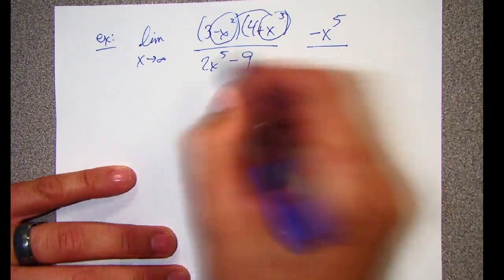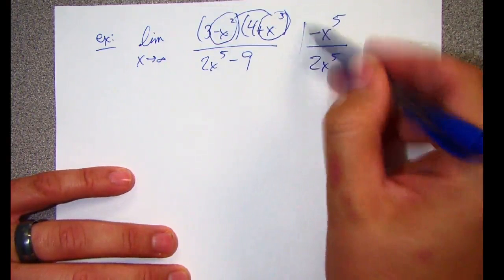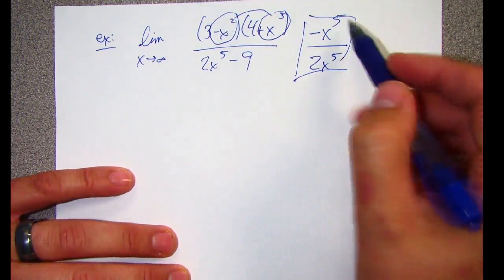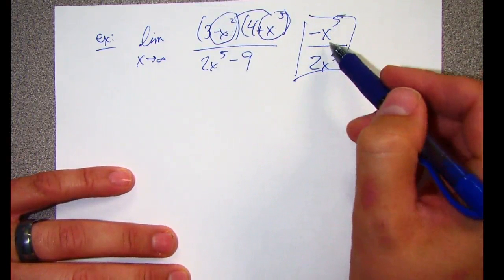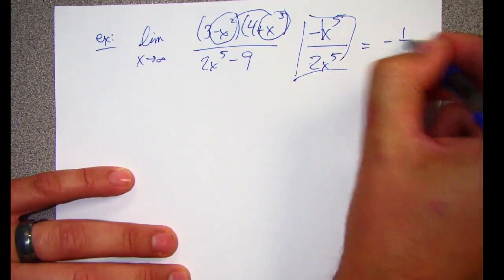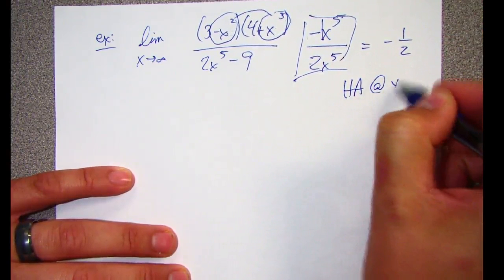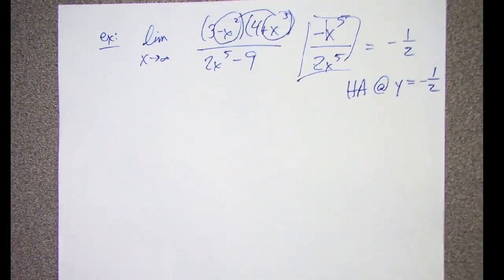On the bottom, my highest power there is 2x to the fifth. And so none of the rest of it matters. This is basically what you're dealing with right there. Highest powers are tied, so you look at the coefficients. The coefficient on top is a negative 1. The coefficient on the bottom is a 2. So the answer would be negative a half, or horizontal asymptote at y equals negative a half.